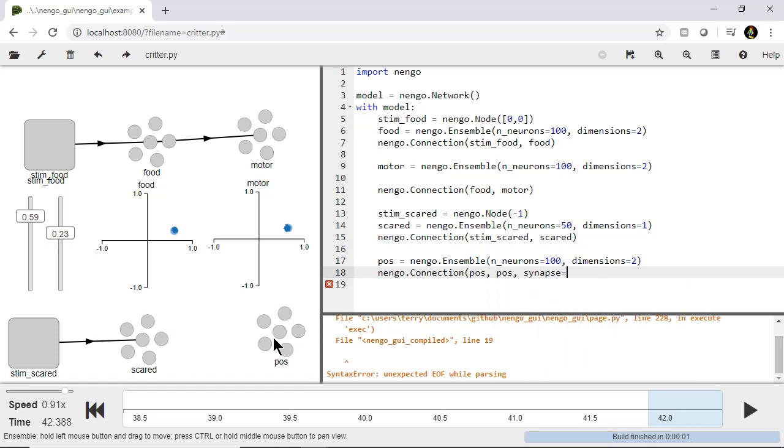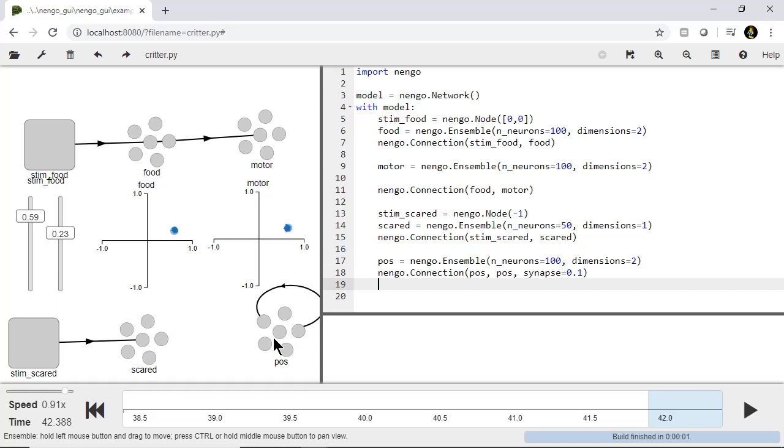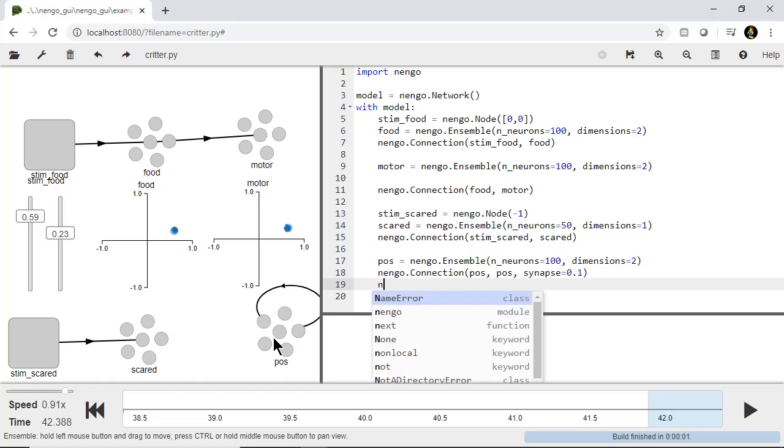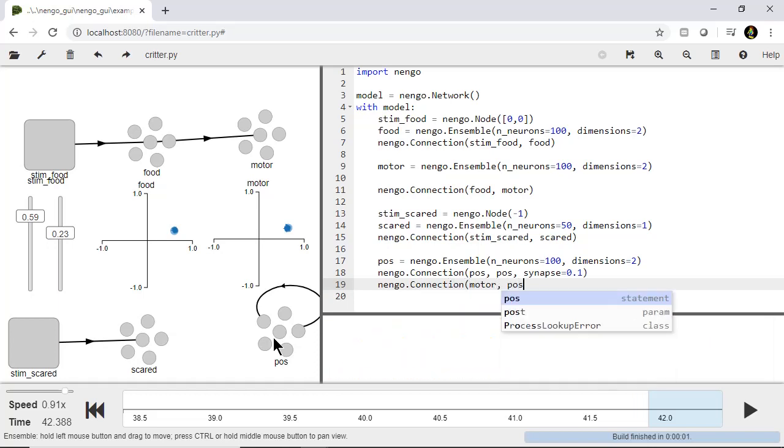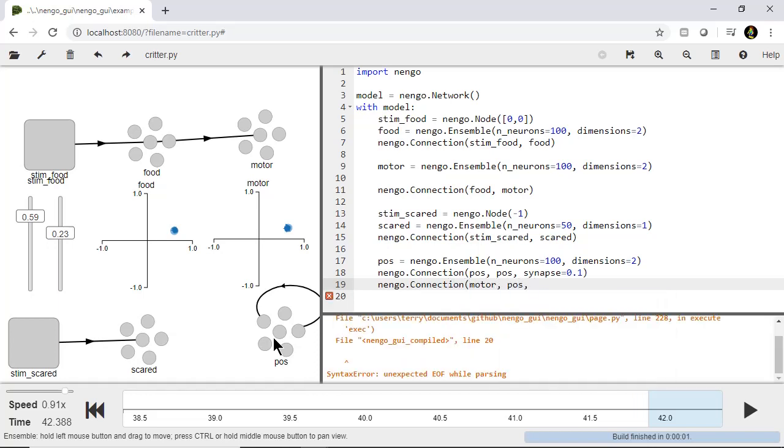We're also going to use the rule of thumb that I mentioned in the previous lecture that, when doing a recurrent connection, use a synapse with a longer time constant. It's what you find in the brain, and it makes the integrator more stable. Okay. So that's going to store my position. And then I want the motor system to update that position. And so that's just a connection from motor to position. I may as well use the same synapse.